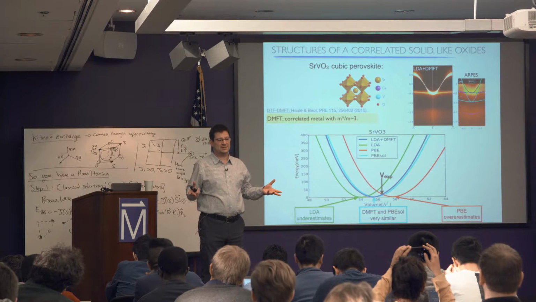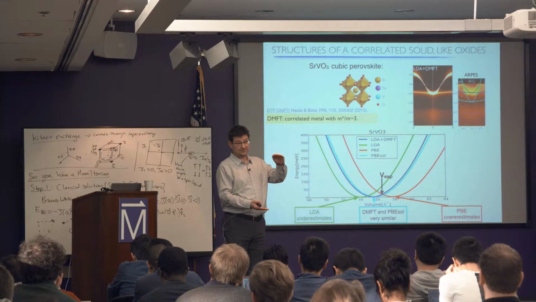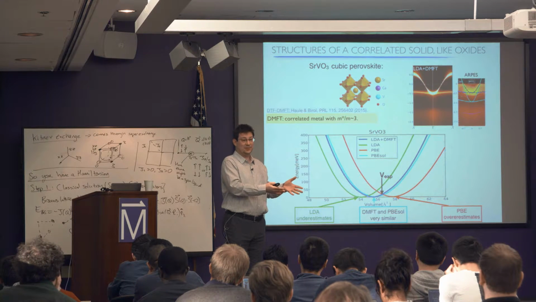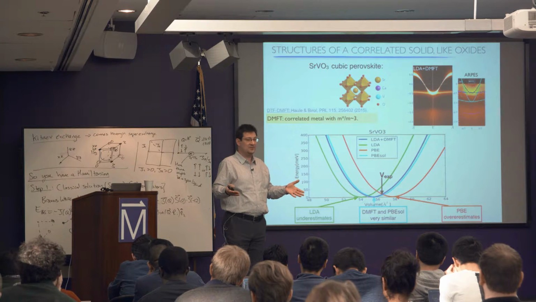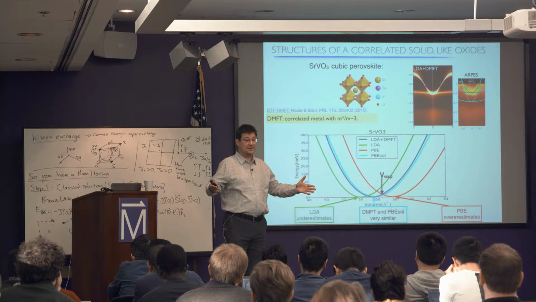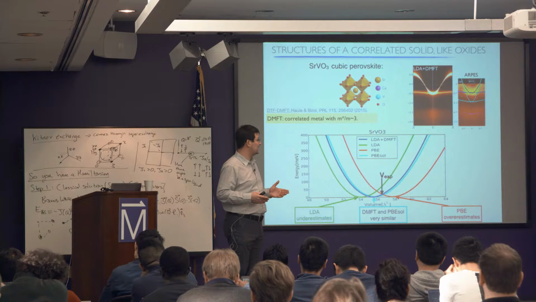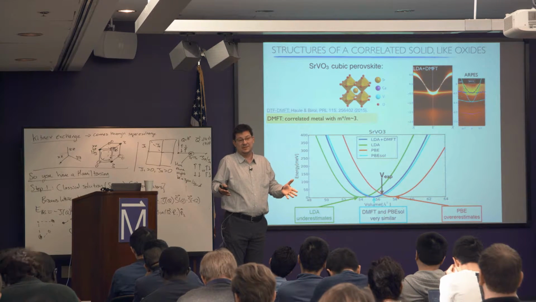Why? Because you see in LDA the bands are too broad, but at the same time it overbinds, and that's what should happen, isn't it? So the kinetic energy is overemphasized within band structure methods. So the bands are too broad, or the quasi-particle is too broad, let's say, and at the same time it overbinds. Okay, and then it's relatively easy to correct.